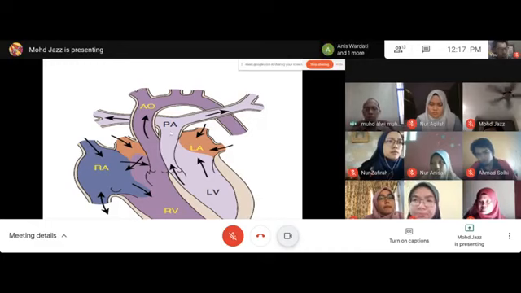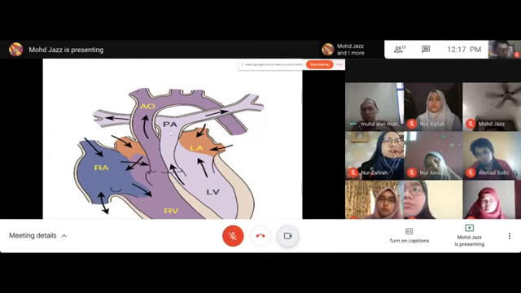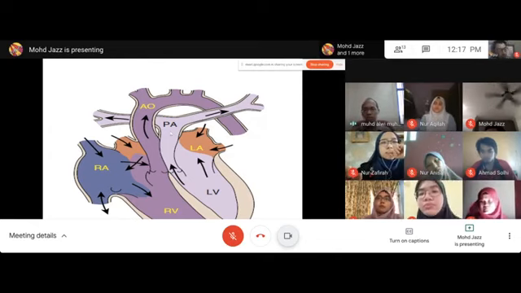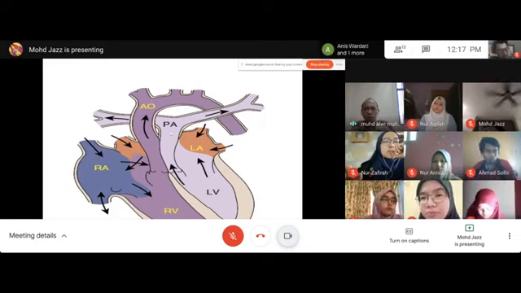Oxygenated blood return to the ventricle is reduced, therefore systemic circulation is reduced as well. Faham tak? So they will get less oxygen lah. Okay, that's one pathophysiology of cyanosis.